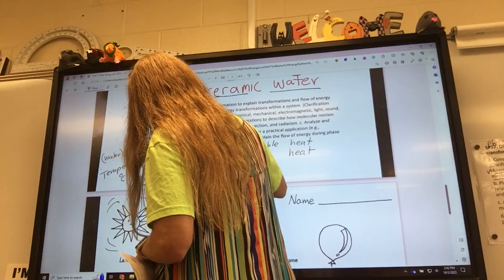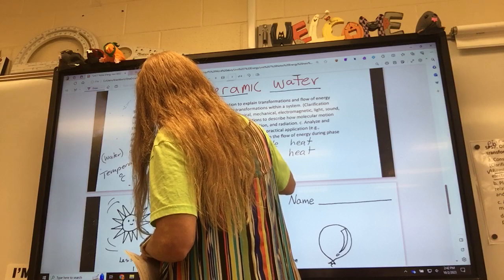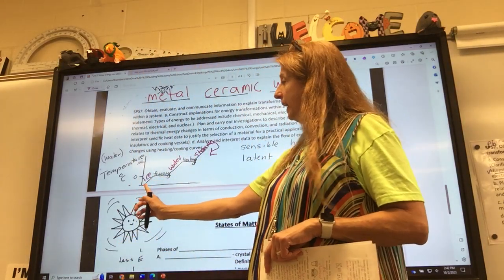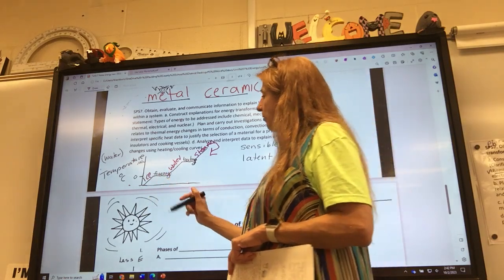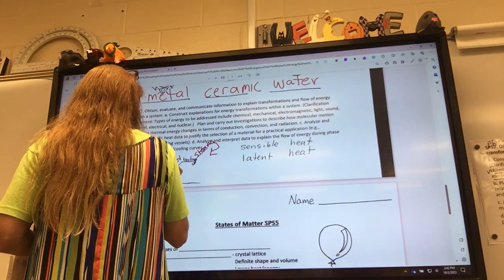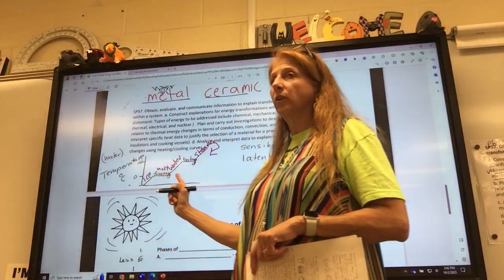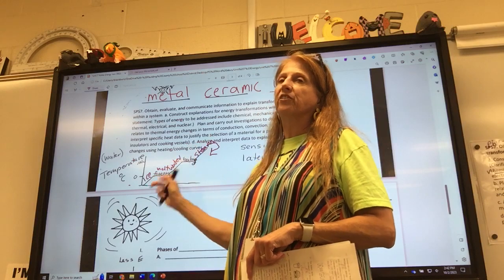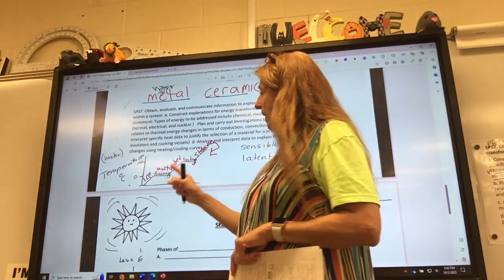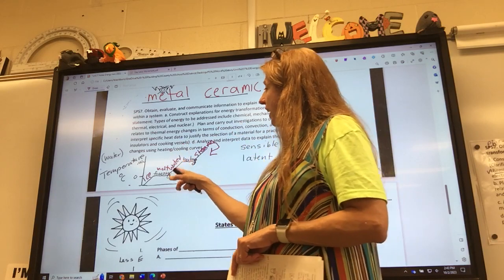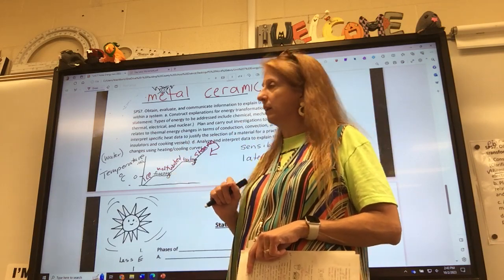And here I've got steam. With my ice, it's way below zero. I heat it up to the point of freezing or melting, and this is 0 degrees. Even if I add more heat, the temperature doesn't change. If you have a glass of ice water, it's always 0 degrees until every piece of ice melts, and then it'll start heating up again.